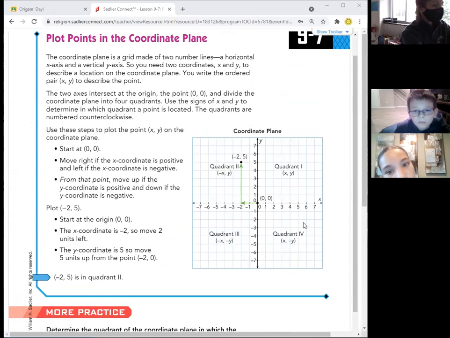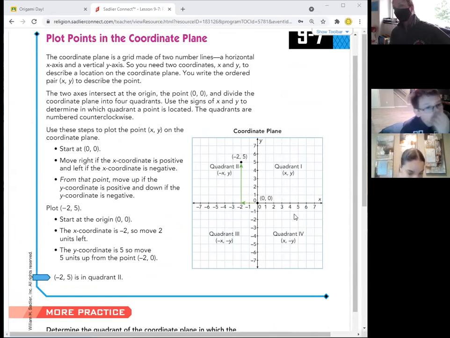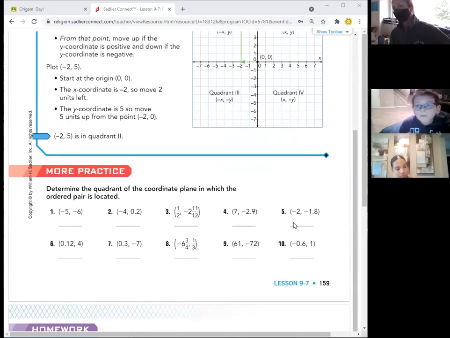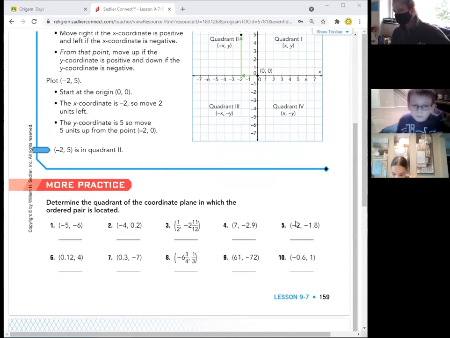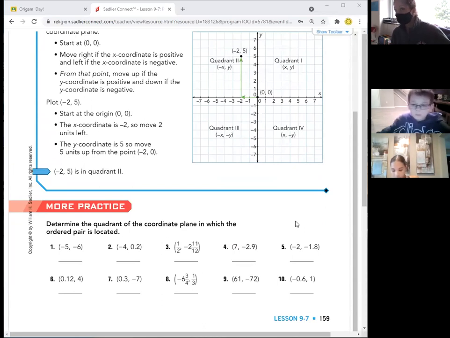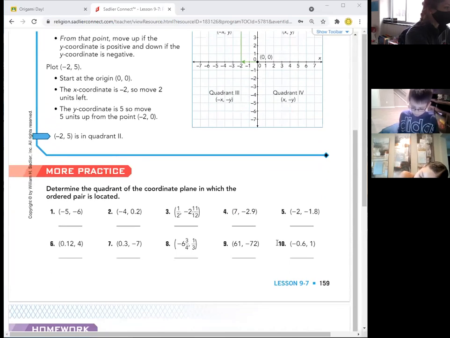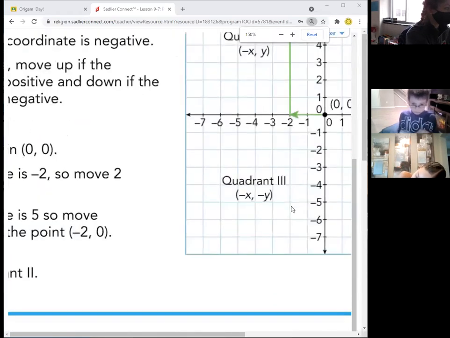This is 159 page, but what we're going to do first together is this bottom section of 159, acknowledging what quadrant those points exist in. We don't have to plot them today. We're just acknowledging where they exist in the coordinate plane. So take a look at the coordinate plane. I'm just going to zoom into it briefly here.